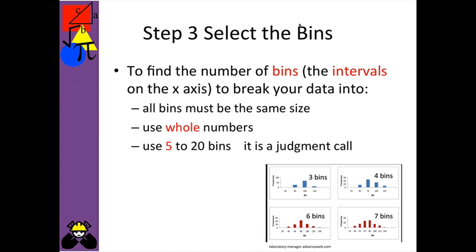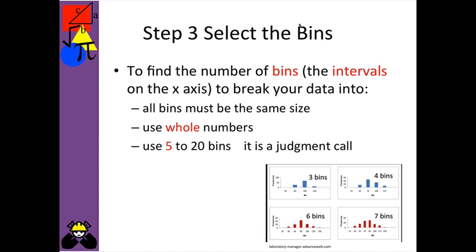And this is usually up to the designer of the graph, but here's some rules you have to follow. All bins have to be the same size. If I go from 1 to 10, the next bin has to be from 11 to 20, then 21 to 30. You cannot have a bin that goes from 1 to 10 and then 11 to 15. All right, we're going to use whole numbers, and you can use between 5 to 20 bins. It's a judgment call. Usually I suggest between like 5 to 10, depending on your data.